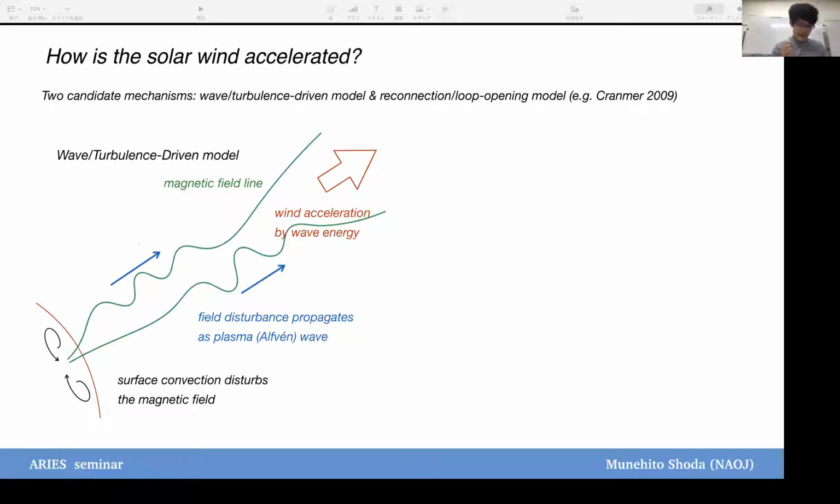So the interaction between the convective motion and the magnetic field generates various types of MHD waves at the surface. And a part of the MHD waves, in particular Alfvén waves, should propagate upward, and these Alfvén waves are likely to play a role in accelerating the solar wind. So in the wave turbulence-driven model, the energy source of the solar wind is the MHD waves, in particular Alfvén waves.